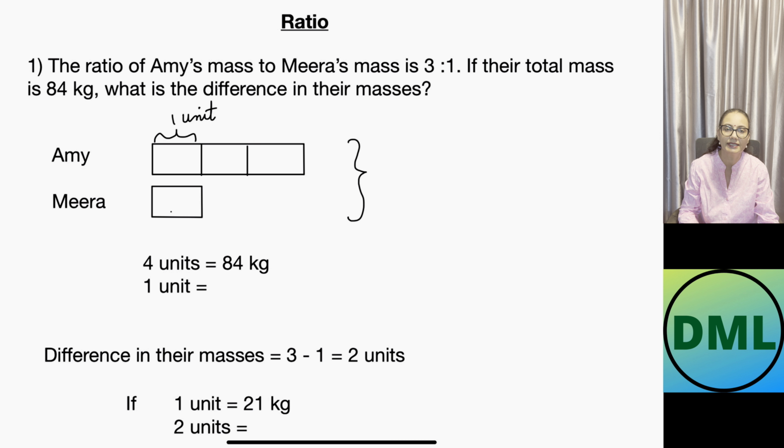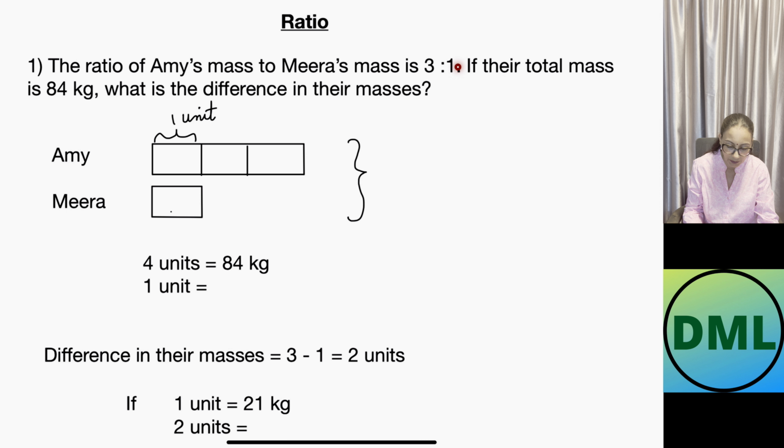Ratio. Let's see the first question here. The ratio of Amy's mass to Mira's mass is 3:1. If their total mass is 84 kgs, what is the difference in their masses? We have been given the ratio of Amy's mass and Mira's mass. How are we going to do this question? We are going to do this question with the box method.